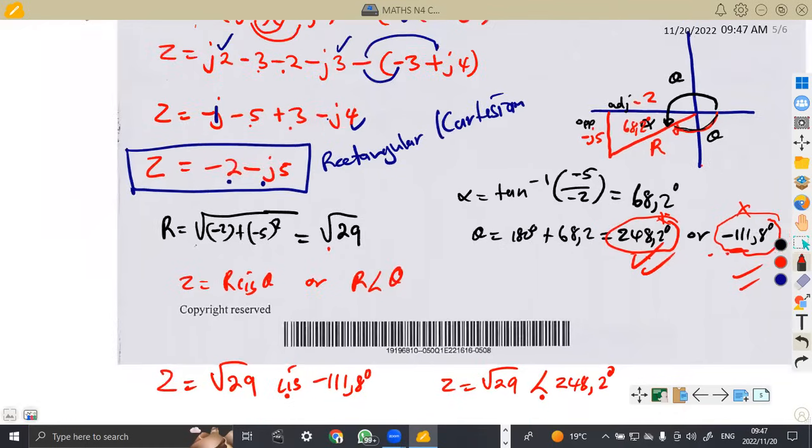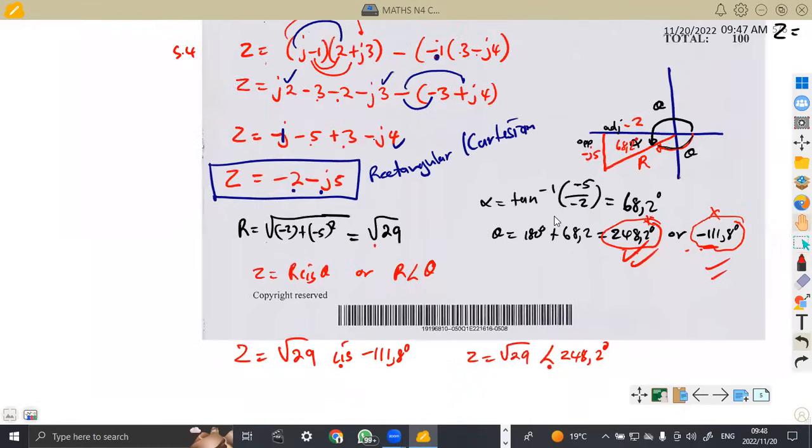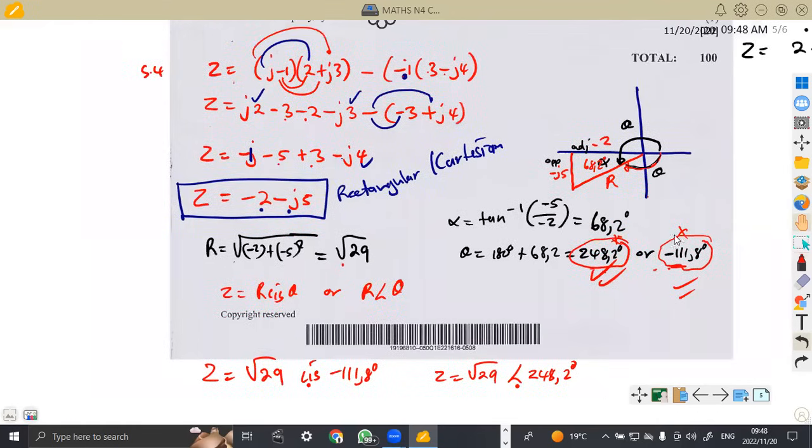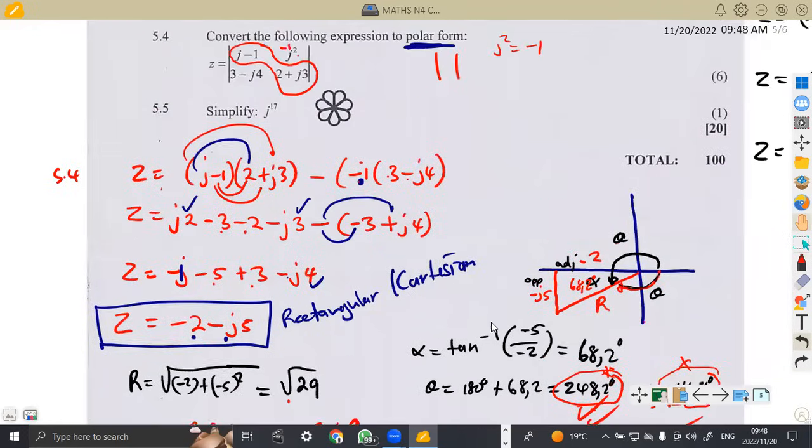But what was important was that you were supposed to calculate the determinant first using the determinant concept, then you convert your answer to polar form. That was the instruction, your answer to be in polar form.